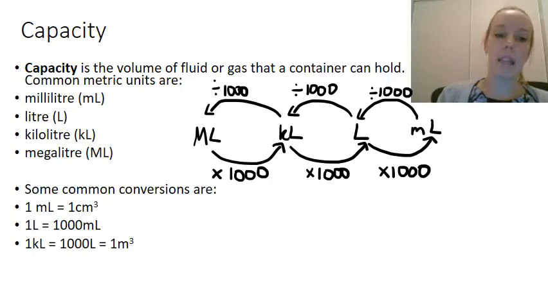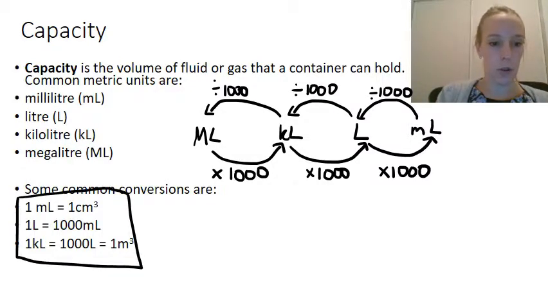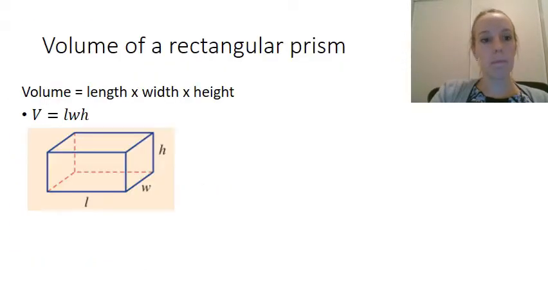Some common conversions will help you when you're working out the capacity of containers. 1 milliliter is equal to 1 cubic centimeter. 1 liter contains 1,000 milliliters if you want to convert between those. 1 kiloliter takes up the space of 1 meter cubed, and that's the same as 1,000 liters. So 1,000 liters also takes up the space of 1 meter cubed. Hopefully those common conversions will help you. I would memorize those if I was you. The ones I've drawn a square around will come in handy when we're working out capacity.